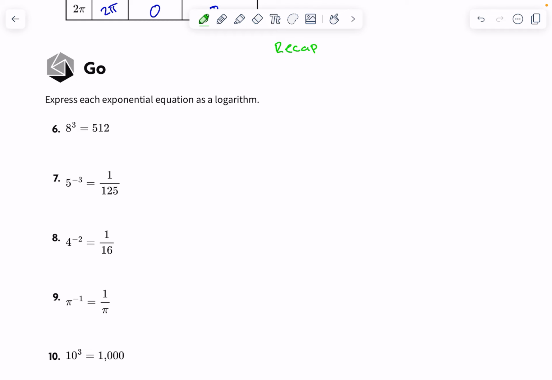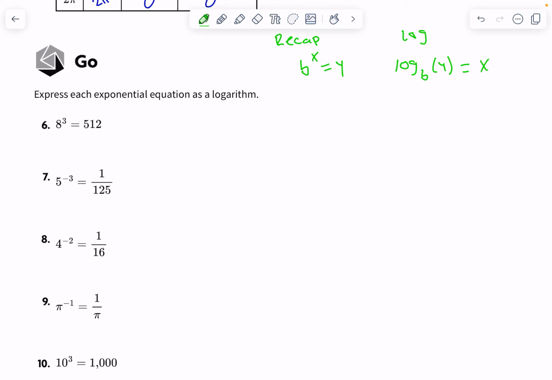So recap, if I have base b to the x equals y, let's talk about this as a log. It would be log of base b of y equals x. Okay, so here I have that this is my base 8. So this is going to be log of what base? Base 8 of 512 equals 3. Okay, so this is what we're looking for.